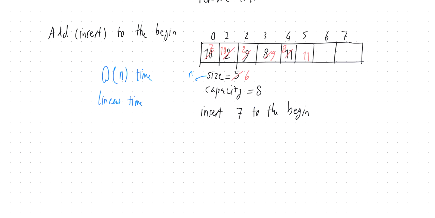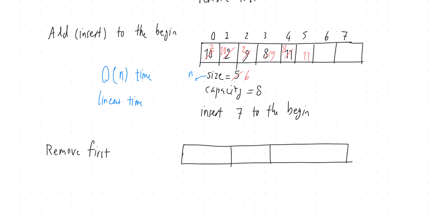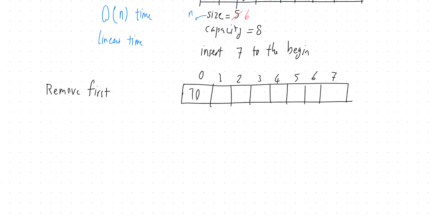Now, the next operation is removing from the beginning, or remove first, I can say. Remove the first element from an array. Okay, so again, I go with an array of capacity 8. And let's say we have 10, 2, 8, and 7. So size, first of all, size is 4, capacity is 8. And now we want to remove the first element, this 10.